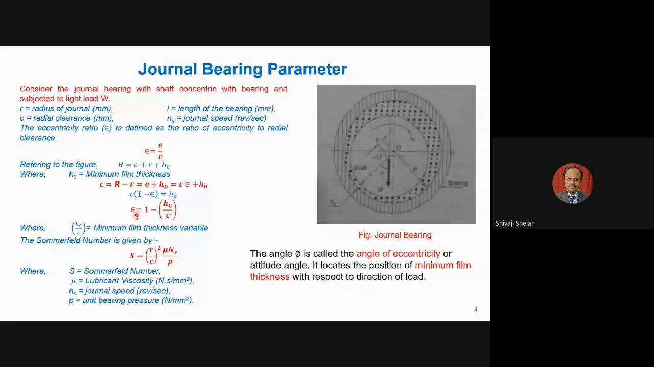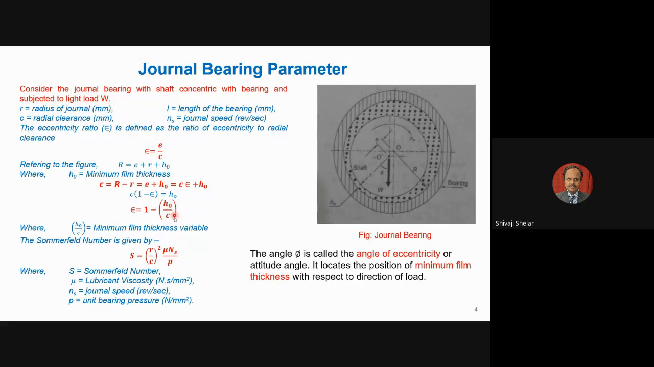Your eccentricity ratio depends upon the film thickness variable, or the film thickness variable depends upon your eccentricity ratio. So they are complementary to each other. If one is increased, the other will decrease, and if one is decreased, the other will increase. Their summation is equal to 1. Please remember, epsilon plus H0 by C is equal to 1. This is very important. If you know this, then you can find out H0 by C.